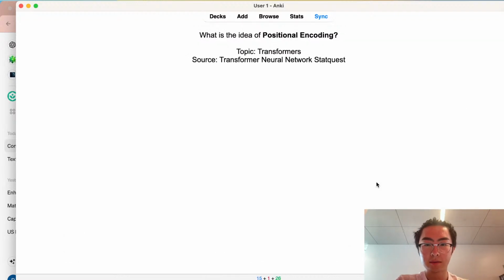Sure. What is the idea of positional encoding? Positional encoding refers to transformers, and it's a way of encoding or describing the position of a token within a phrase to our network. And it's important whenever we have to deal with self-attention. Self-attention is an operation that calculates some type of score between a single token and the tokens that surround it in the phrase.